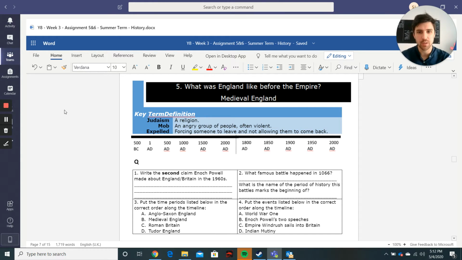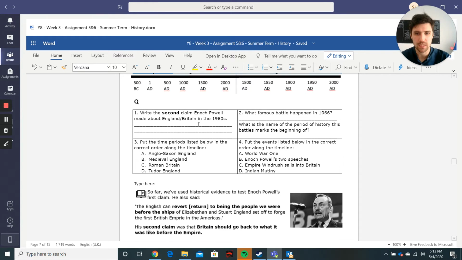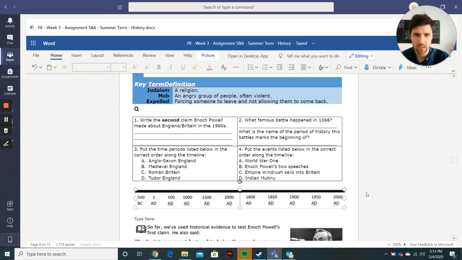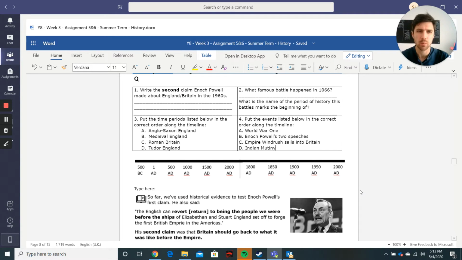Okay, we're on to lesson 5 now, the second lesson for this week. And we're going to look at what England was like before the Empire. Unfortunately, this has moved things around again, which is a little bit annoying, but this is your timeline, which should be here. There we go, that's better. You know how to do these quizzes now. You're going to answer all of these questions. I'm not going to go through this one because you should be able to do it. I'll tell a lie, I will go through it. Pause the video here, complete these tasks now.